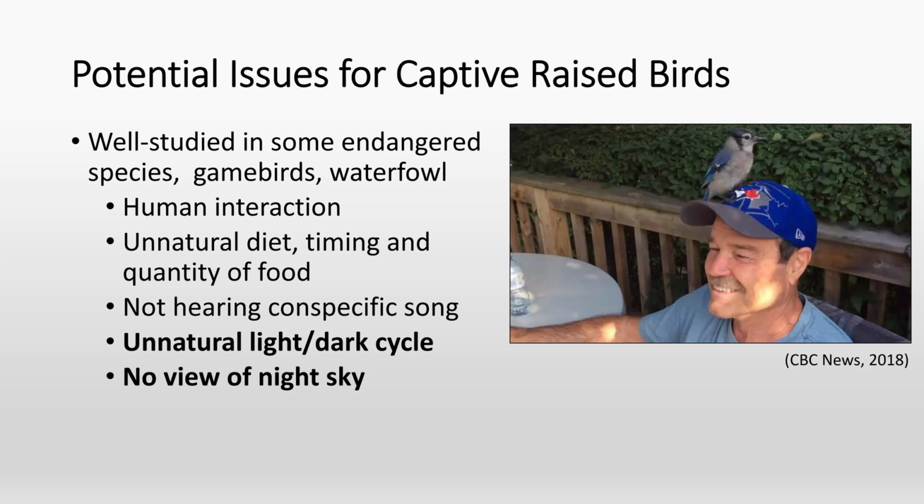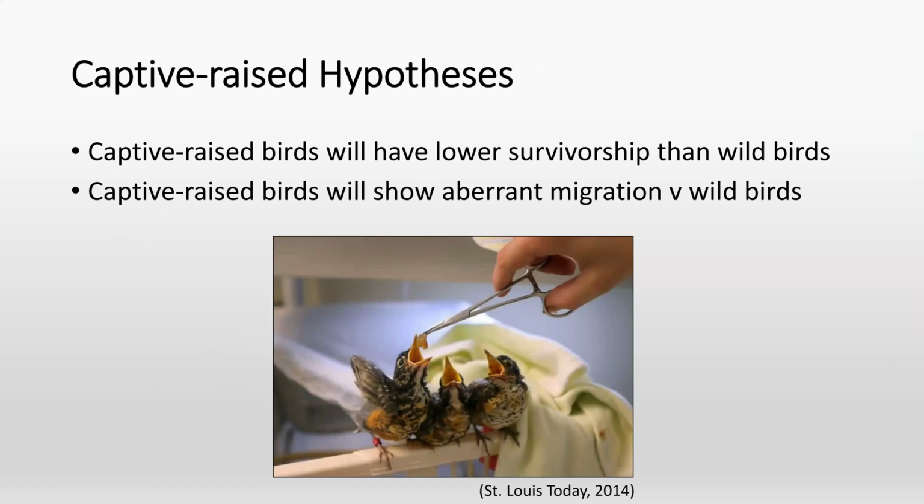And they're not getting a view of the night sky. There's some pretty famous experiments in planetariums that show that young birds have to visualize the night sky to understand that the stars revolve around the North Star. They use the North Star for orientation and navigation. So if you're missing the light dark cycles, you're missing the view of the night sky, that could be highly problematic for you. So I just had 2 hypotheses here, that captive raised birds will have lower survivability, and will potentially show some aberrant migration patterns as well.